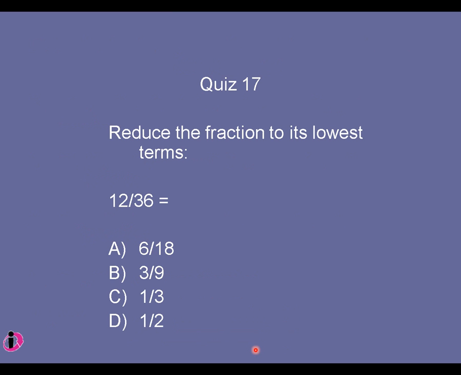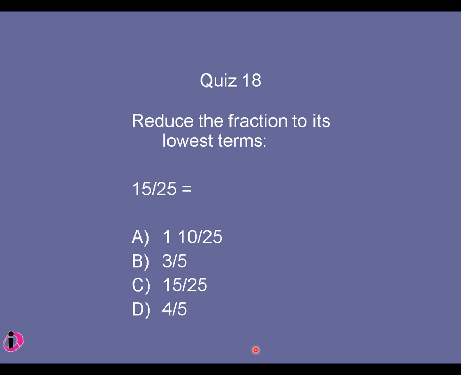Let's see whether we can find this reduced term for this one. You can try on paper in case you want to see how you divide it into factors. So 12 over 36, 1 over 3, C.